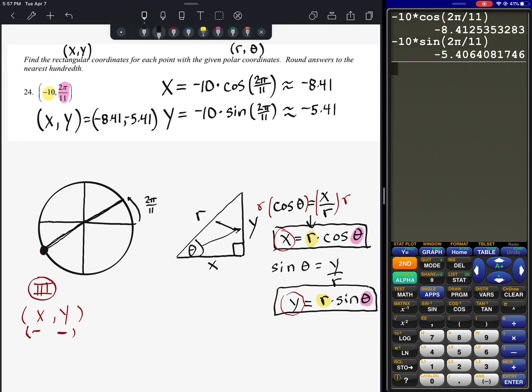We were switching from polar to rectangular on this one.